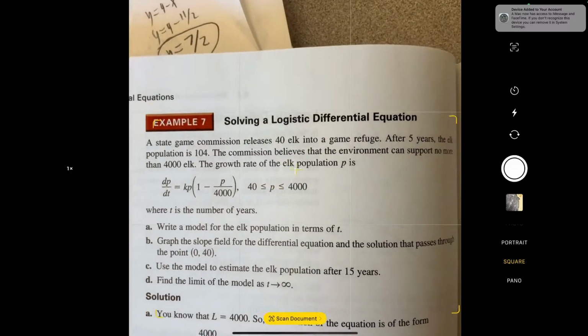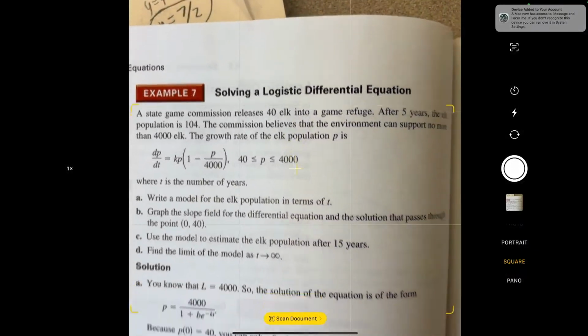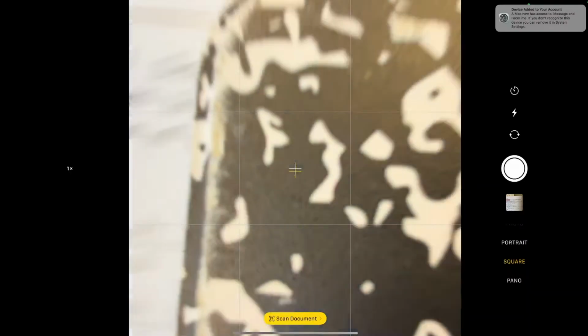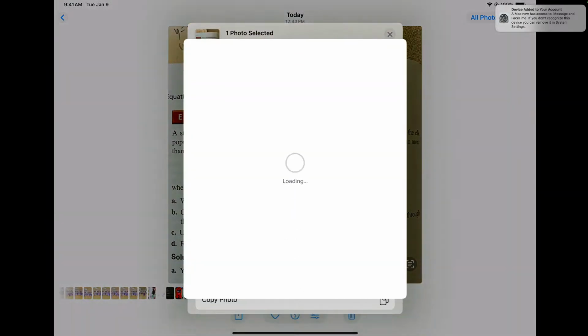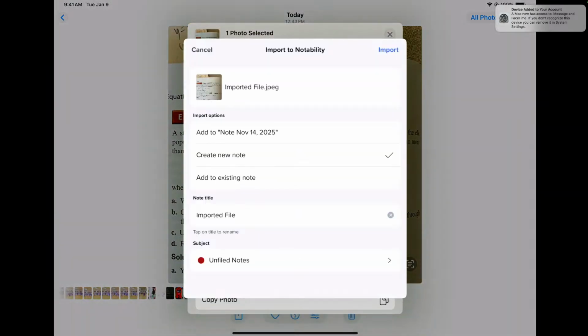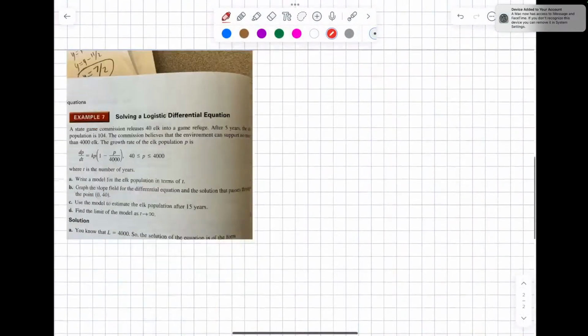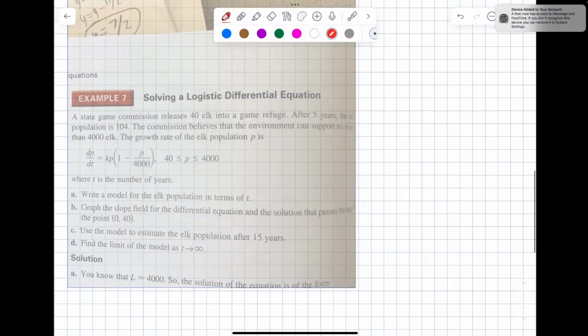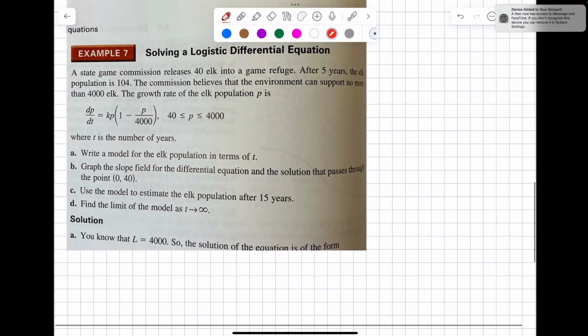So this equation I want to kind of guide you through. This is one of the application questions. So we're gonna go through this one. I sent you the picture last time. So we're gonna read a question.